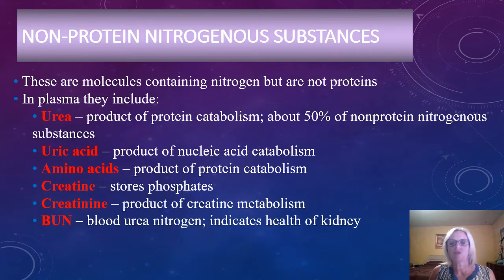So what are some of the other substances we might find in blood? We're going to have some non-protein nitrogen-containing or nitrogenous substances. So these contain nitrogen, but they're not necessarily protein. Amino acids, of course, come from digested protein. Things like urea and uric acid. These are byproducts of protein and nucleic acid catabolism. All right, and this composes about 50% of the non-protein substances.